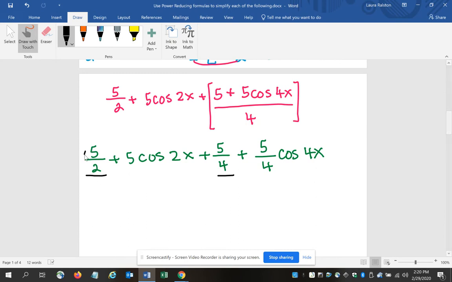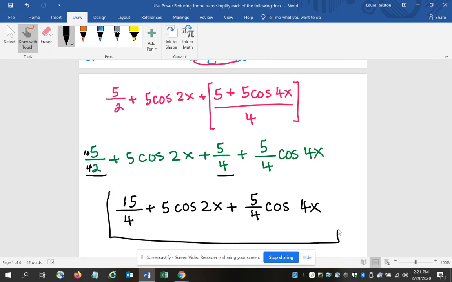Well, remember, 5/2 would be 10/4. So I have 10/4 plus 5/4, which would be 15/4, plus 5 times the cosine of 2x plus 5/4 times the cosine of 4x. Now that is ultimately the final answer. And again, the deal is I know I'm finished because I no longer have any exponents on my trigonometric function, which in this case was cosine.